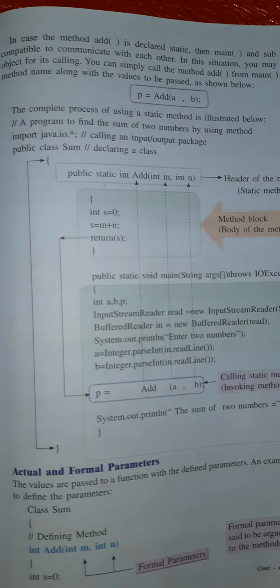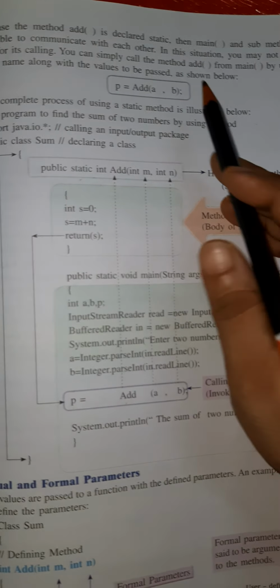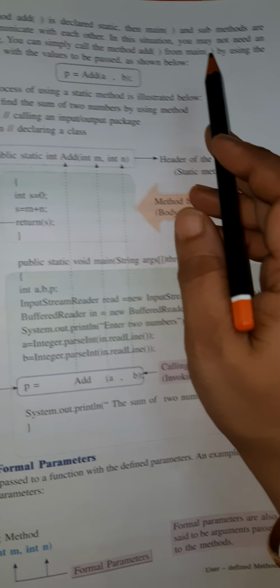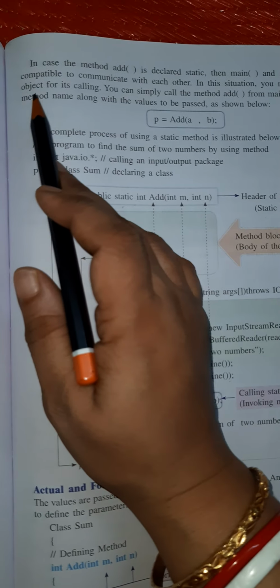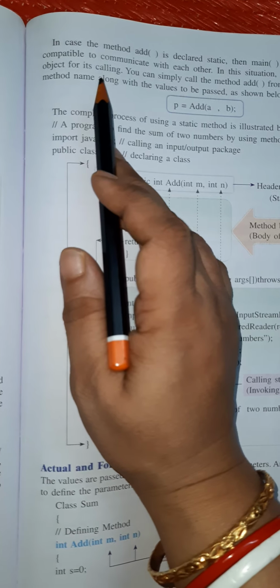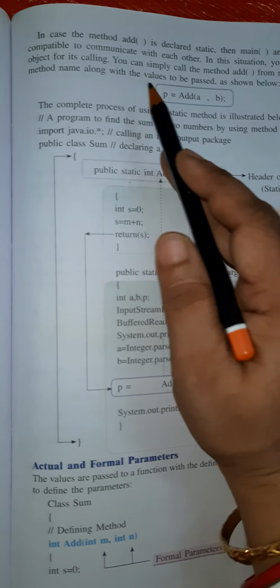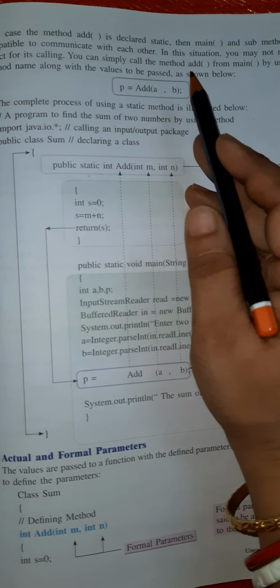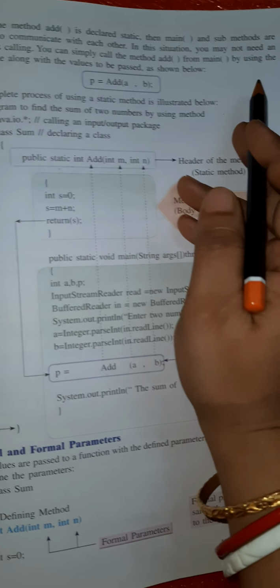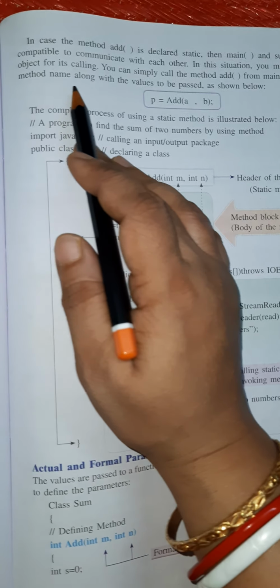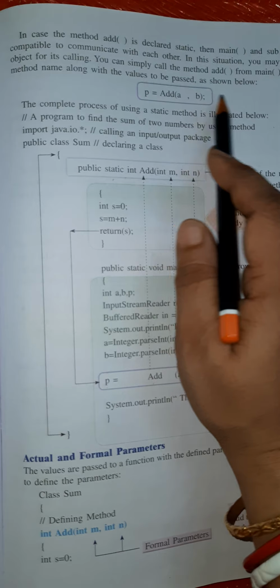In case the method add is declared static, the main and the sub methods are compatible to communicate with each other. When static is there, they automatically communicate with each other. In this situation, you do not need an object for calling. You can simply call the method add from the main by using the method name alone with the values to be passed.